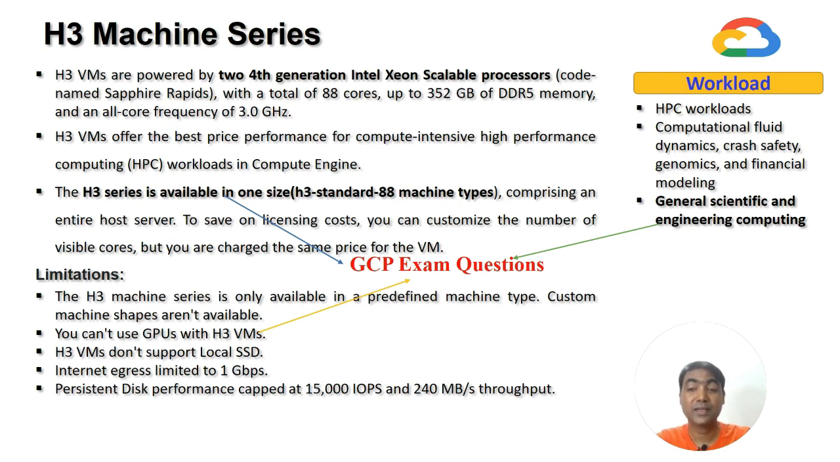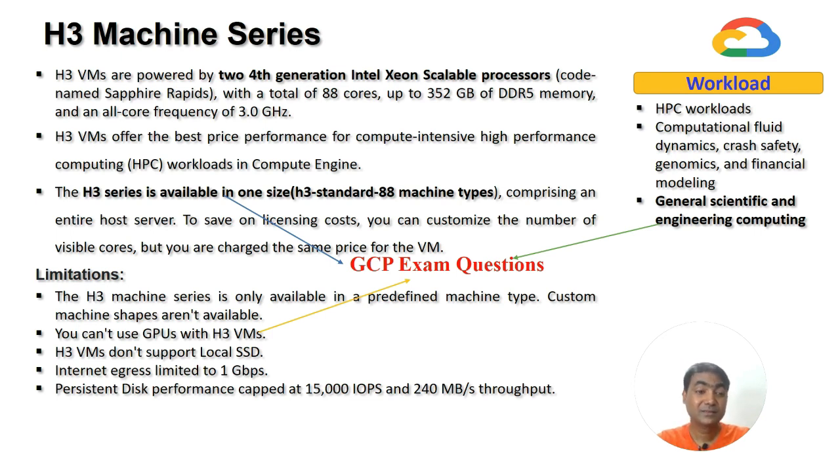As you know, the HPC workloads in Compute Engine, the H3 series is available in one size, the H3 standard 88 machine type, comprising an entire host server. To save on licensing cost, you can customize the number of visible cores, but you are charged the same price for the virtual machine.